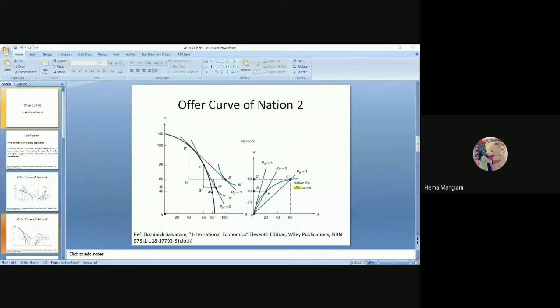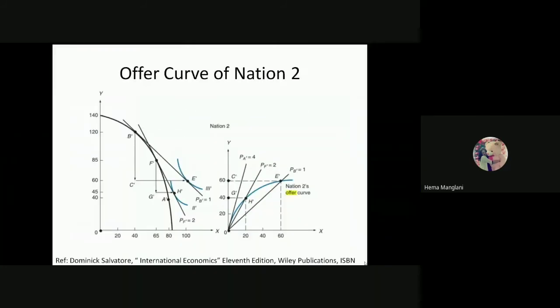So, any doubt till now? So you're getting this, why these shapes are like this? So this nation two is also following this reciprocal demand, and according to its reciprocal demand, the demand for commodity Y should be there in nation one, and then only there is an encouragement for nation one to move from H dash point to E dash point.